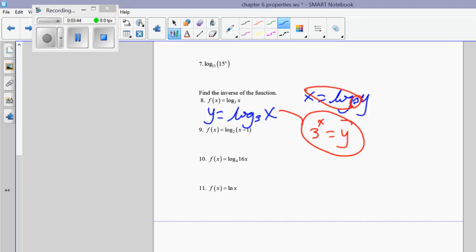Same idea for all of these. So keep in mind that this is a y. So the first thing I do is I switch those. So I get x equals log base 2 of y minus 1. And I'm saying to myself, oh no, I don't know what to do. It's a log. I'm stuck. And then I'm like, oh no, I'm not stuck.